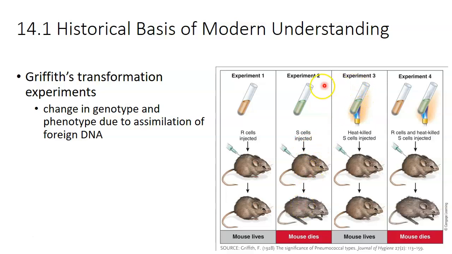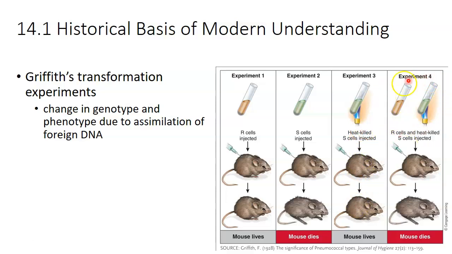In experiment three, he took the same disease-causing pathogenic Streptococcus pneumoniae, and this time he exposed them to heat. So we call that heat killing. And so everything inside this tube now is dead. He took those dead bacterial cells, injected them into the mouse, and the mouse lives. That makes sense.